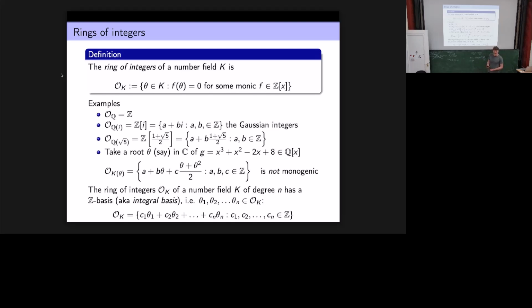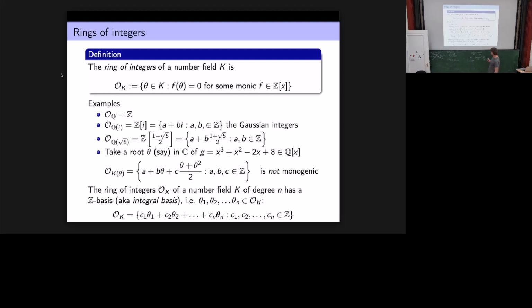But luckily, so it's more complicated than the number fields case, which is always monogenic. You can just say the number field is of the form Q adjoin one element. And the ring of integers might not be of the form Z adjoin one element. But luckily it still is a free Z-module of rank N.